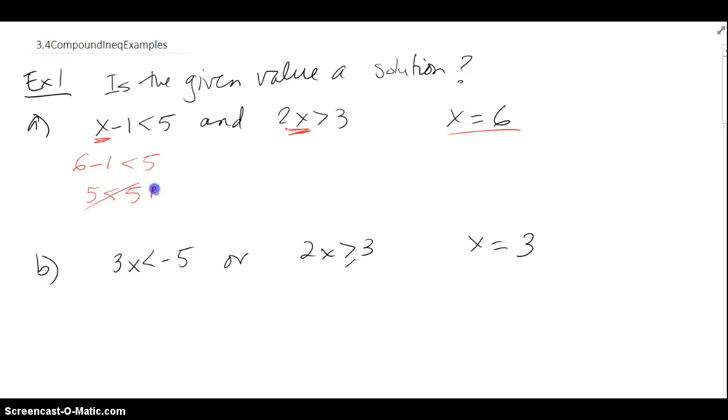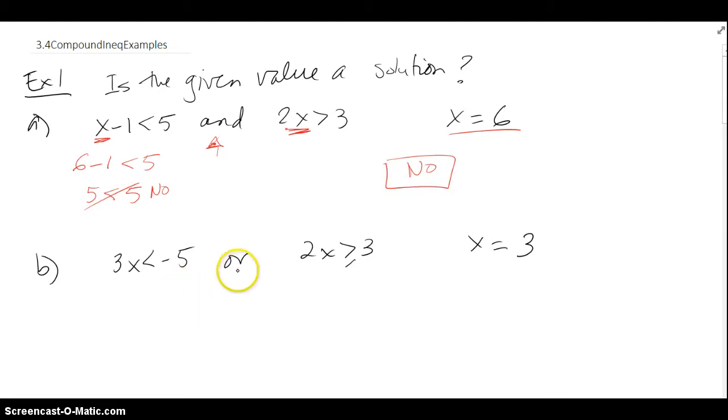Since this is a no, I don't really have to move on and check the second piece because this is an AND problem. And an AND problem requires this value to work for both pieces. So the minute it doesn't work for one of them, my answer is no for the whole thing.